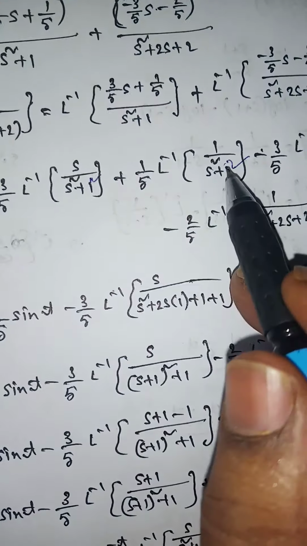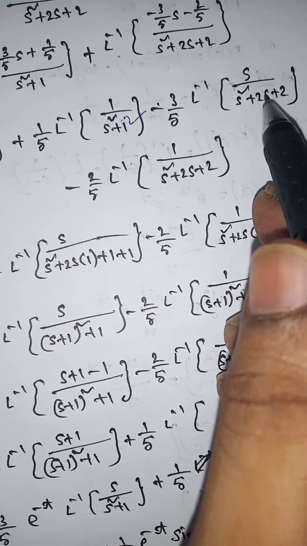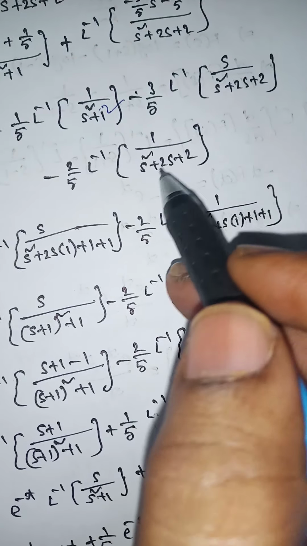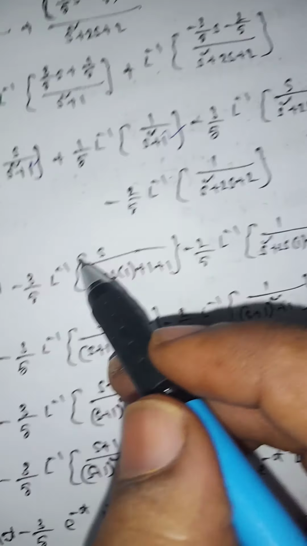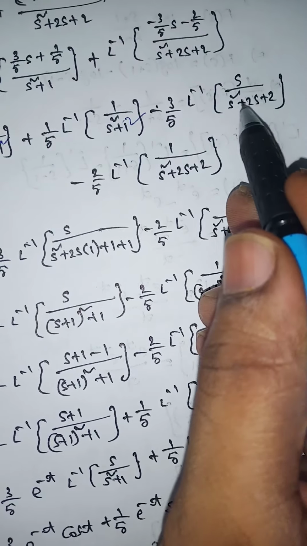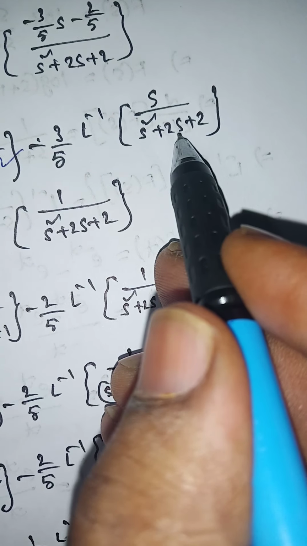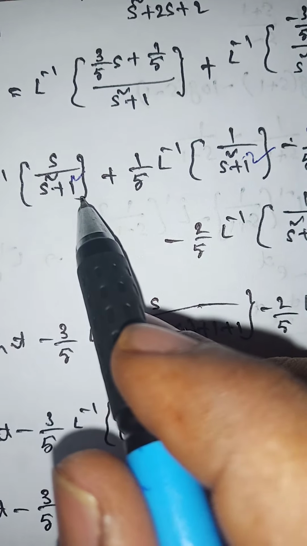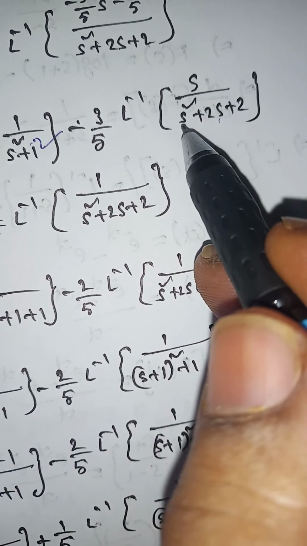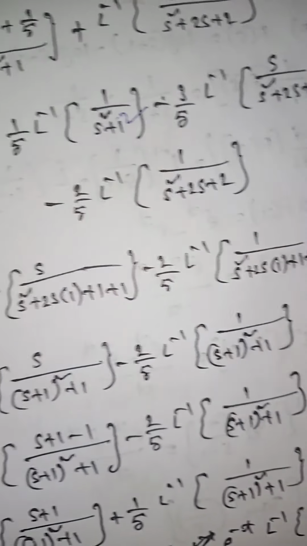And these 2 parts are easy compared to these 2 parts. These 2 are like 2 more problems. Minus 3 by 5 into L inverse of, look at this denominator. You have an s term here. Here we don't have an s term, just s square term and constant term. But here, along with s square and constant, in the middle we have an s term. Therefore we have to use a different procedure.